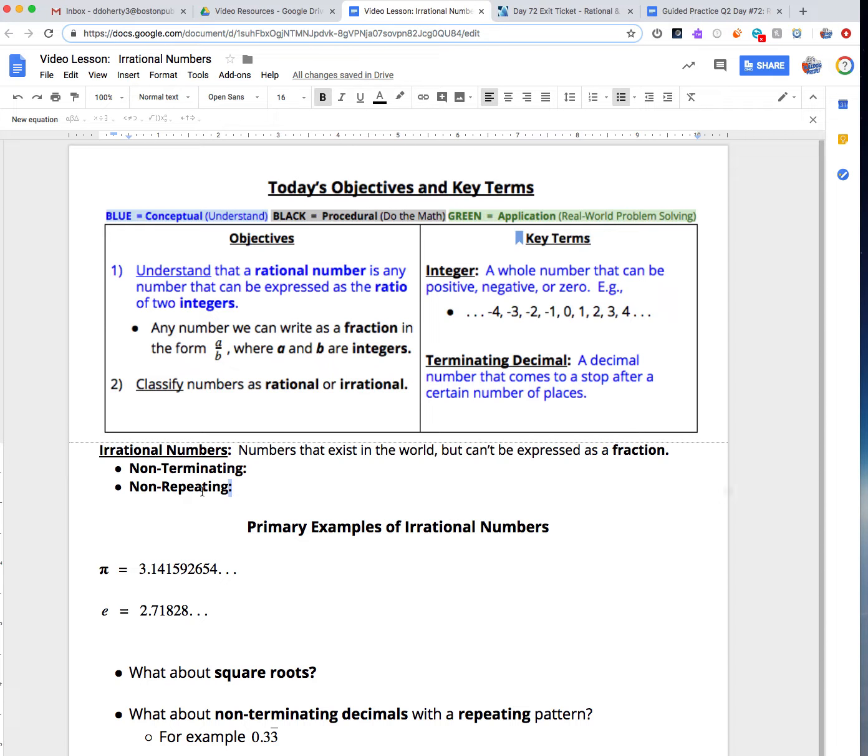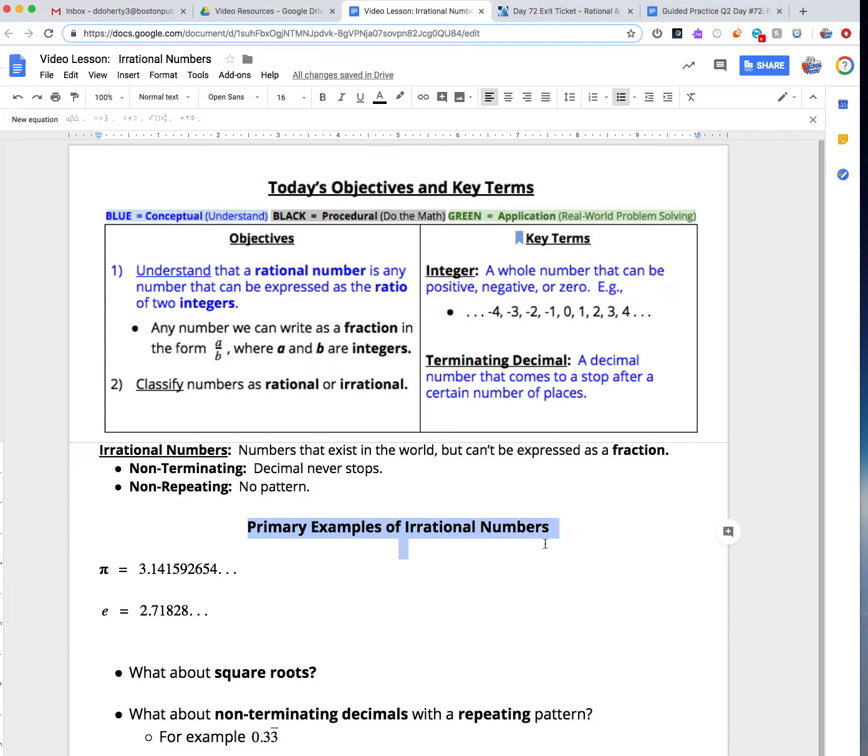Pause the video and think about what non-terminating and non-repeating mean. Welcome back. Non-terminating, hopefully you understand, means that the decimal never stops. The decimal expansion continues to go. We're going to look at some examples down here. Non-repeating, another separate but important quality, means that the decimal doesn't have a pattern to it as it continues to never stop. So I'm just going to say there's no pattern or repetition going on in this decimal that never ends.